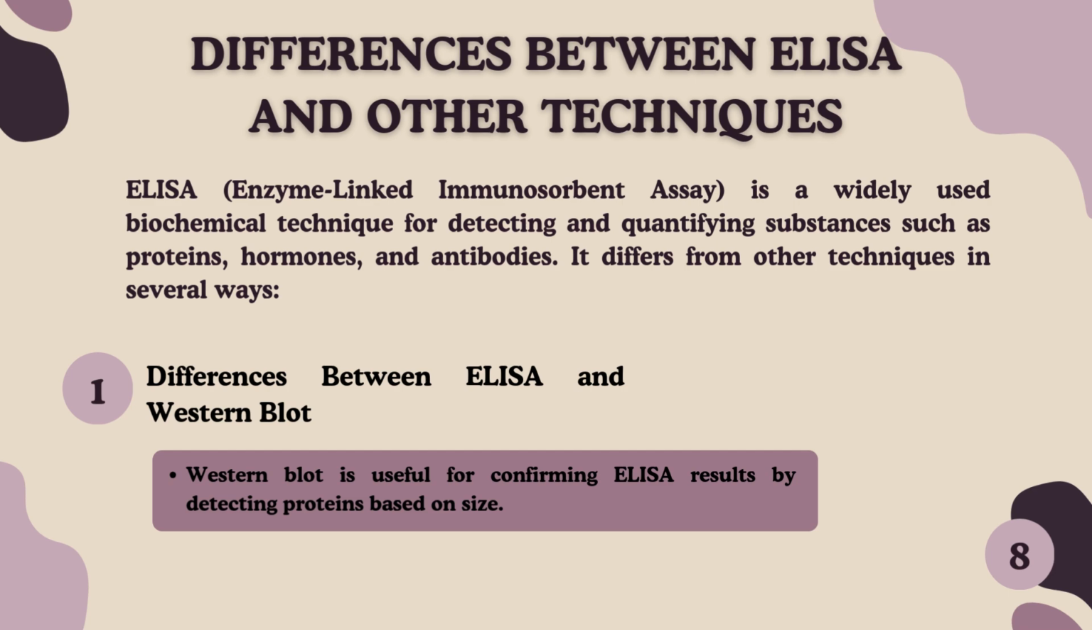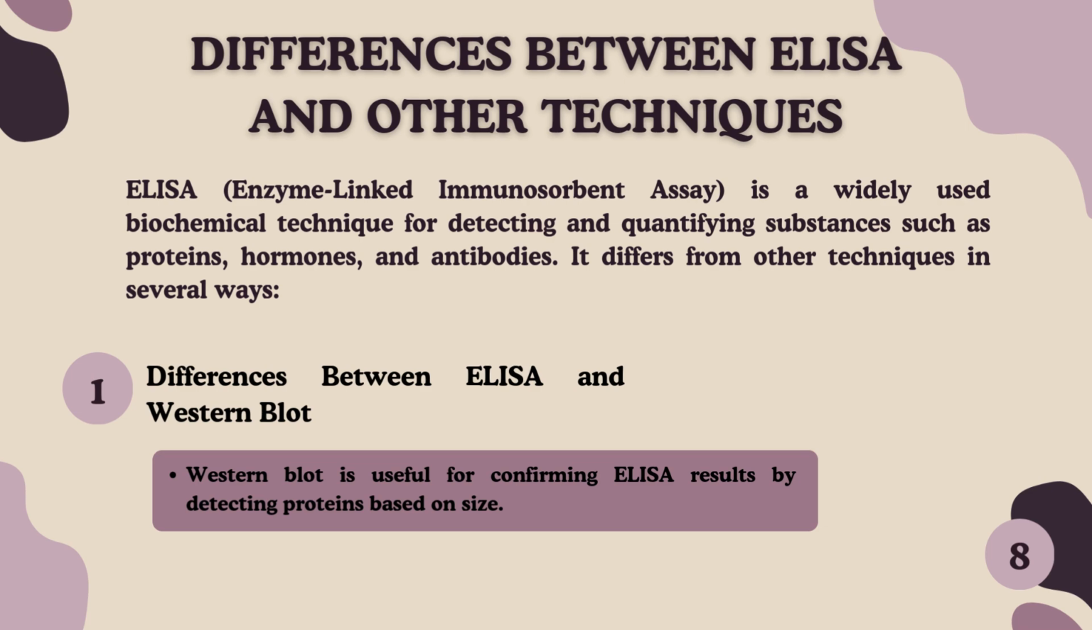Now I will proceed to the next part of the presentation, which is differences between ELISA and other techniques. ELISA, or enzyme-linked immunosorbent assay, is a widely used biochemical technique for detecting and quantifying various substances, such as proteins, hormones, and antibodies. It plays a crucial role in diagnostic and research due to its specificity and sensitivity. However, it differs significantly from several other commonly used techniques in the field of molecular biology and immunology.